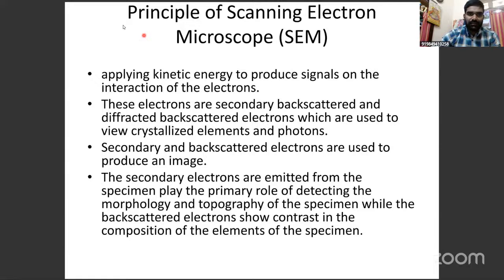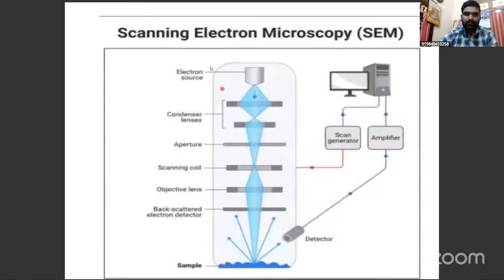Okay, so actually, when the beam falls on the specimen, there will be backscattered electrons and secondary electrons. These secondary electrons will give the morphology and topography, whereas the backscattered electrons will give the composition of those elements which are forming the specimen. This is the scanning electron microscope.